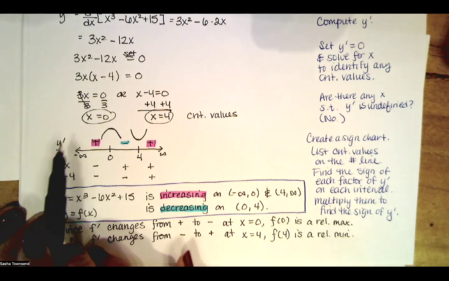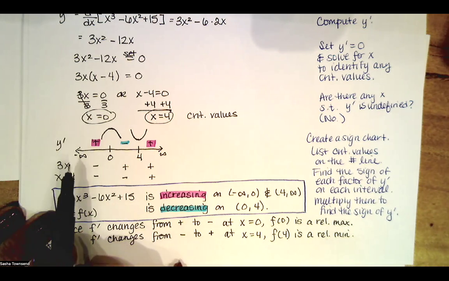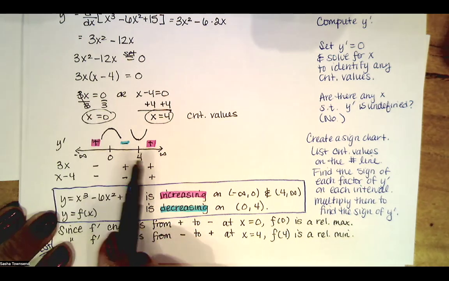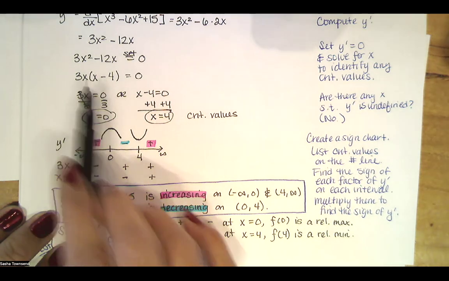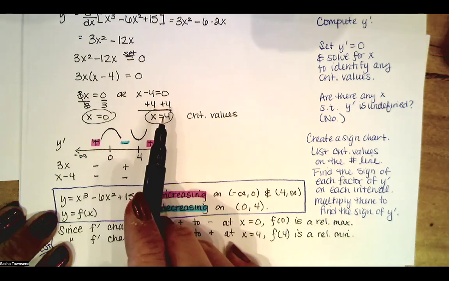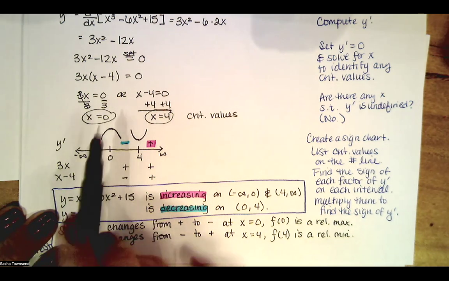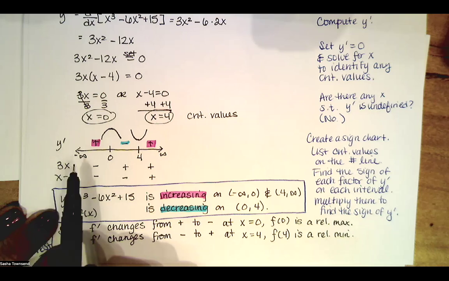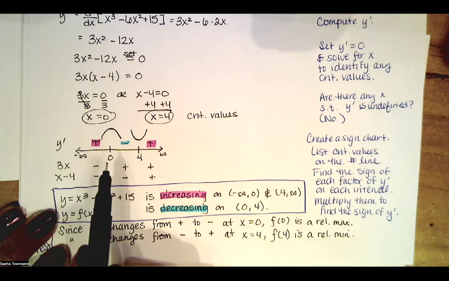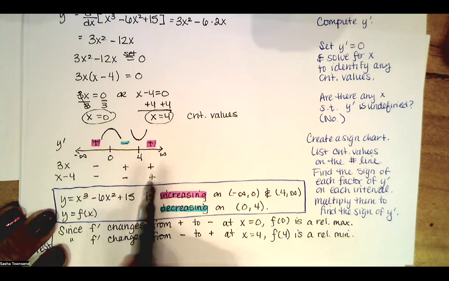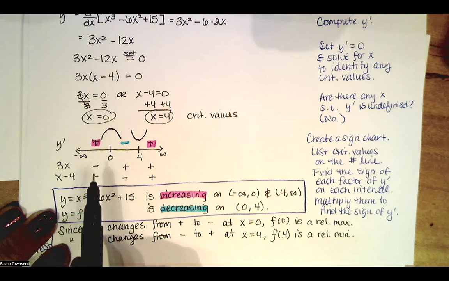And we say y prime is this times this, and that product is 0. And so the way we find the sign of y prime is we look at the sign of each of those factors on the intervals defined by the critical values. So the critical values come from setting the factors equal to 0 and solving for x. Now, those critical values are the x values where these factors change sign. So 3x is negative when x is negative. It's positive when x is positive. x minus 4 is positive when x is greater than 4. It's negative when x is less than 4.